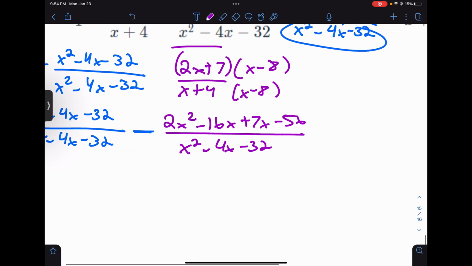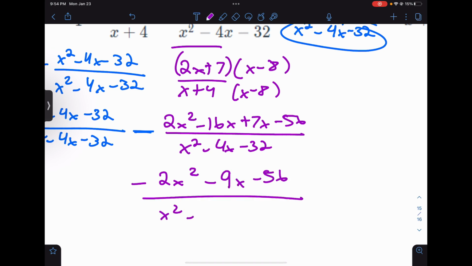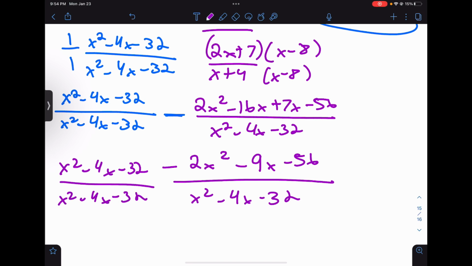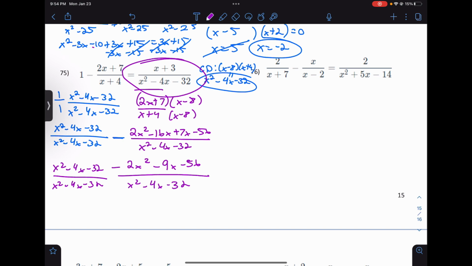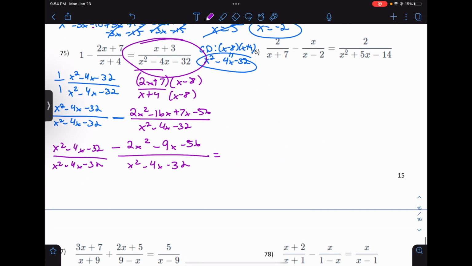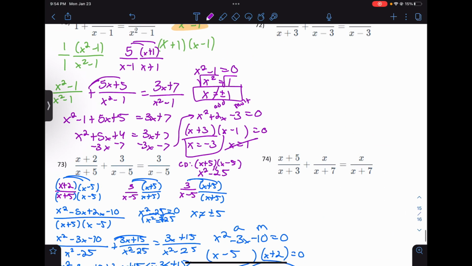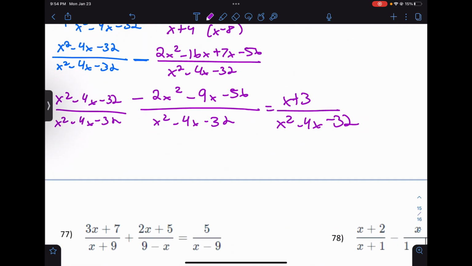I do want to combine like terms here. So we know we can rewrite this as minus 2x squared and then minus 9x minus 56, over x squared minus 4x minus 32. All right, and then this guy's good to go, right? He's got the common denominator. We don't have to do anything with him. So we get x plus 3 all over our common denominator of x squared minus 4x minus 32. Oof, this is a lot of work, huh? Luckily for you, I cut these. I'm only doing half the problem, so you're welcome.